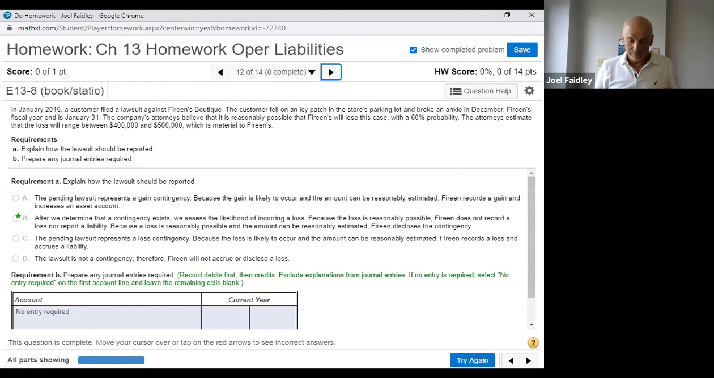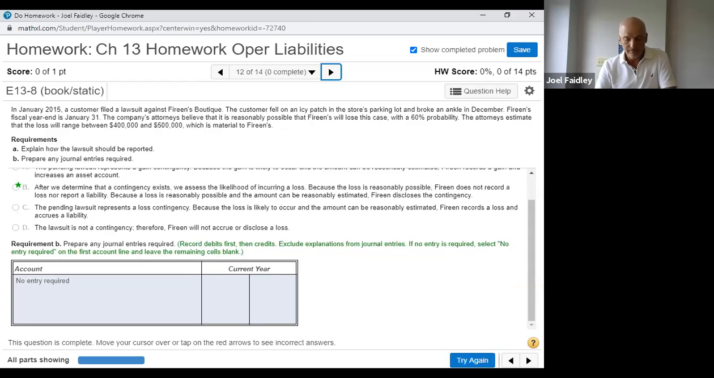All right, so this says that what? After we determine that a contingency exists, we assess the likelihood of incurring loss. Because the loss is reasonably possible, the firm does not record a loss, nor record a liability, meaning no journal entry. Because it's reasonably possible, amount can be reasonably estimated, you usually can. You just disclose the contingency in your statements. So there's no journal entry, no impact to your financials.